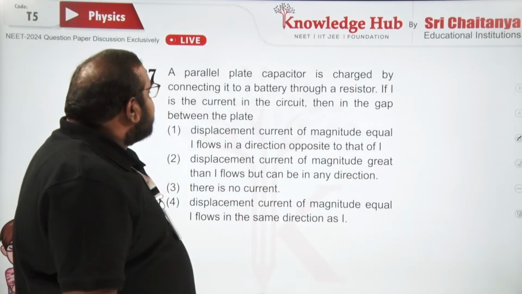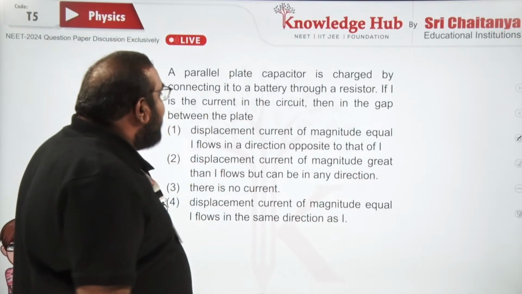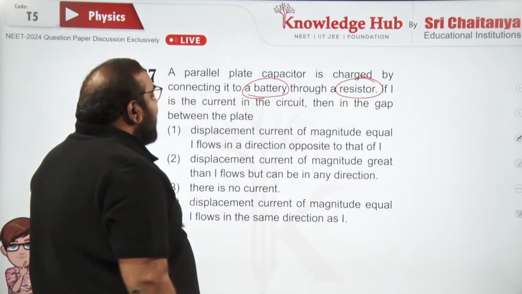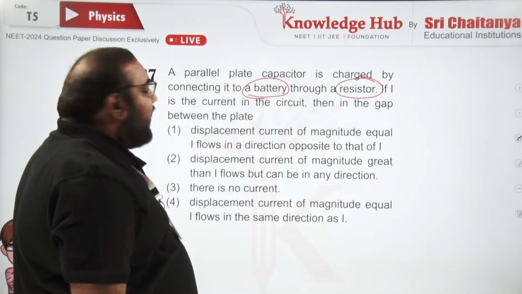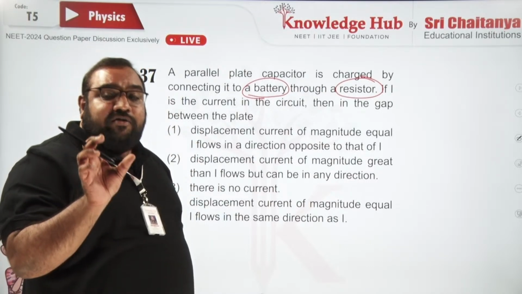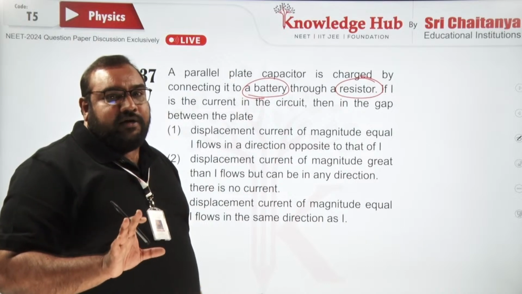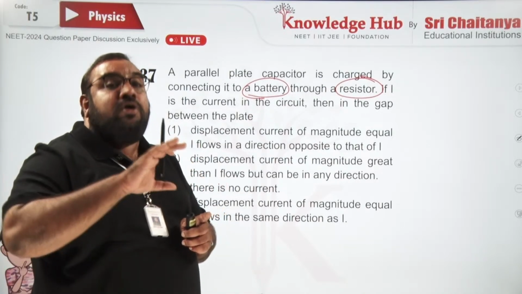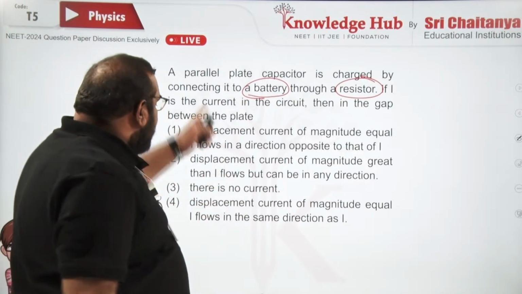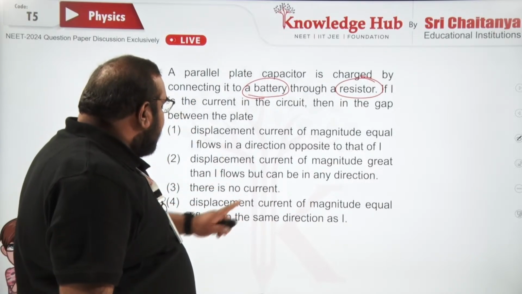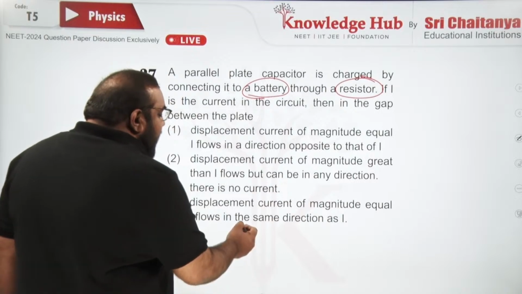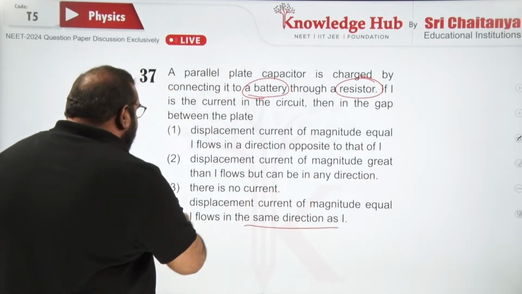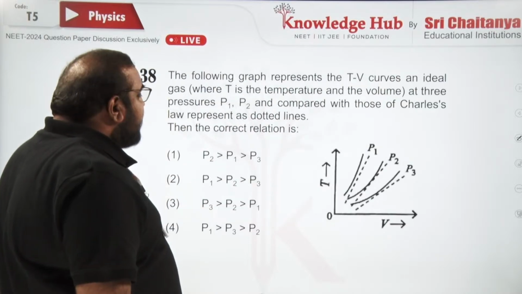Let us go for the 37th question. A parallel plate capacitor is charged by connecting it to a battery through a resistor. If I use the current in the circuit, there is a gap between the plates. So generally, between the plates of a capacitor, there is a displacement current. The displacement current and the conduction current for a capacitor in a circuit with a resistance should be in the same direction. So out of these options, the displacement current and the general current being in the same direction is the fourth option. Of course, the magnitude is equal. So, fourth one.